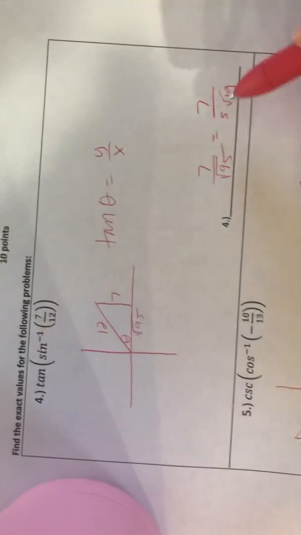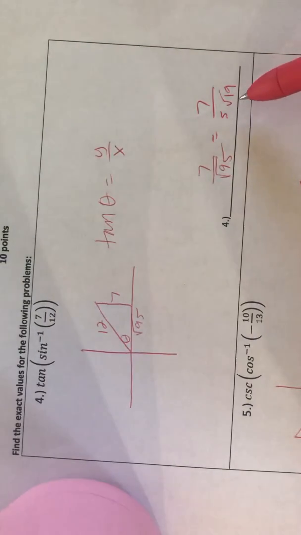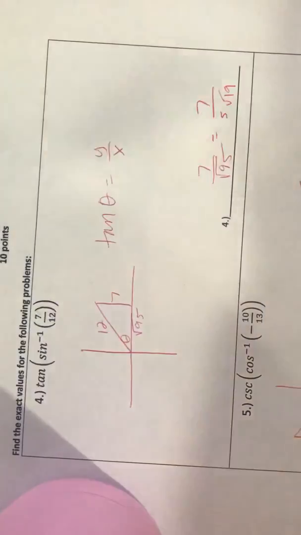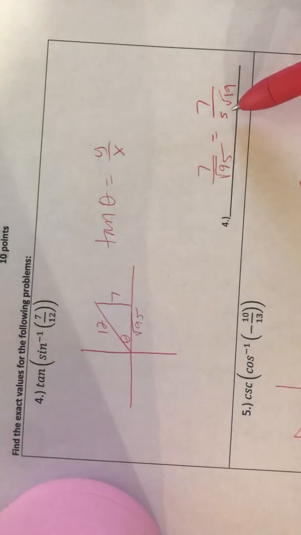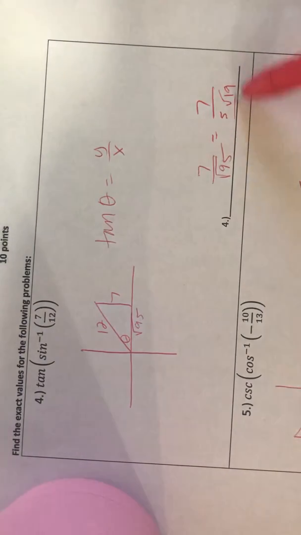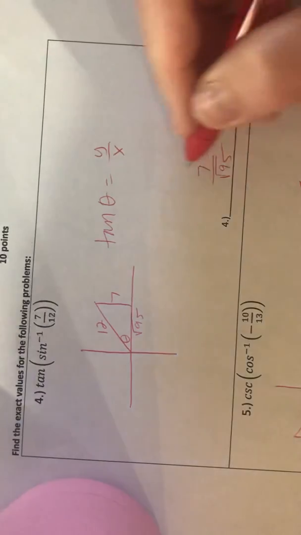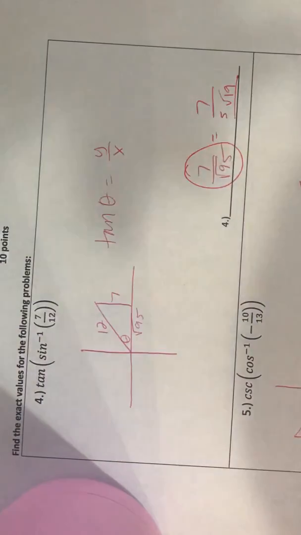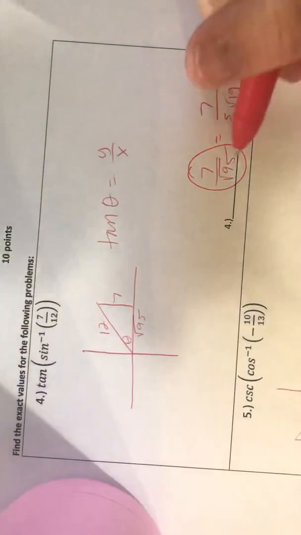But then someone else pointed out to me that I think it does simplify. Is that true? That doesn't seem right. Anyway, I don't know. That's the answer that I left. And I did that because it's tangent, and tangent is y over x.